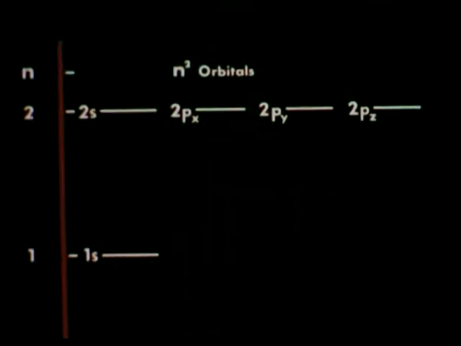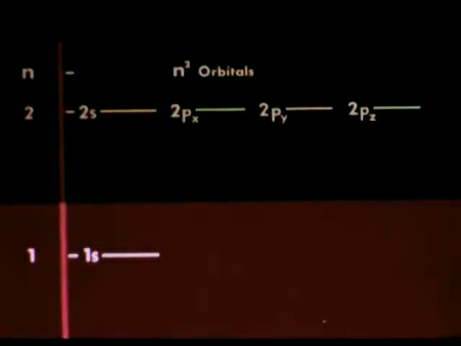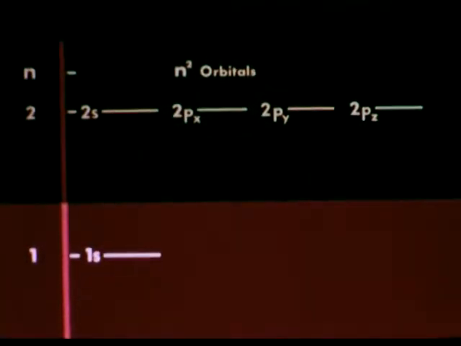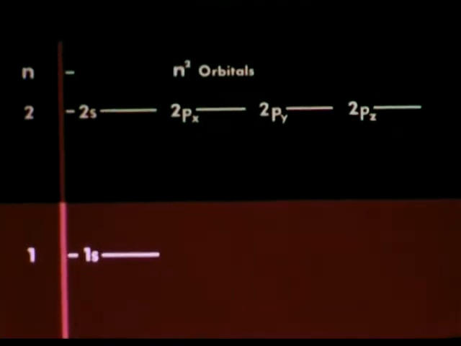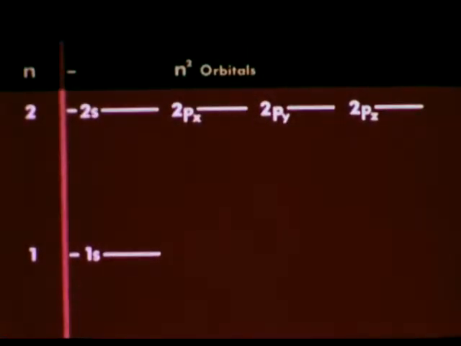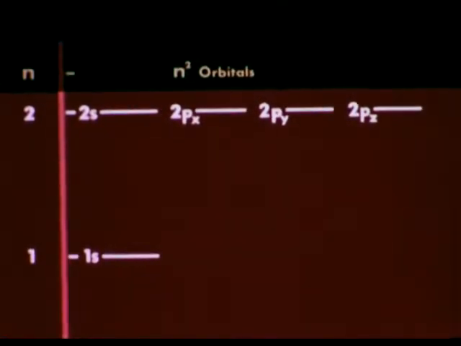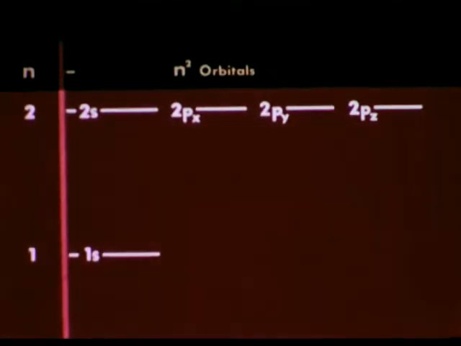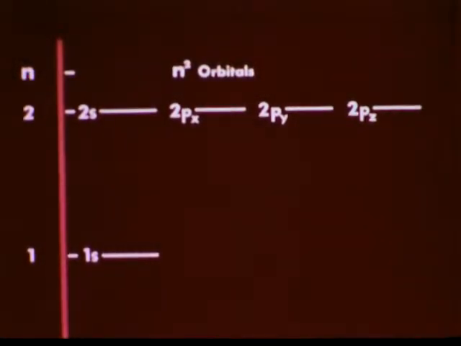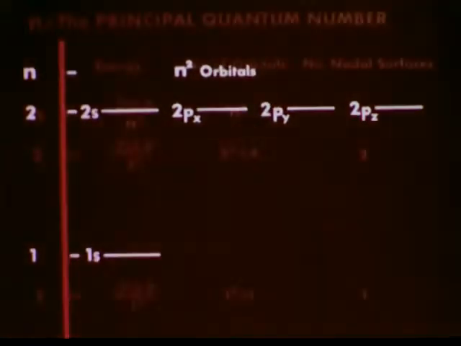We can now picture our energy level diagram like this. We see that there is only one orbital for the lowest energy level. This orbital, you recall, has only one nodal surface. For the energy level corresponding to n equal 2, there are four orbitals, each having two nodal surfaces. In fact, for every value of n, there are n squared orbitals, each having n nodal surfaces.